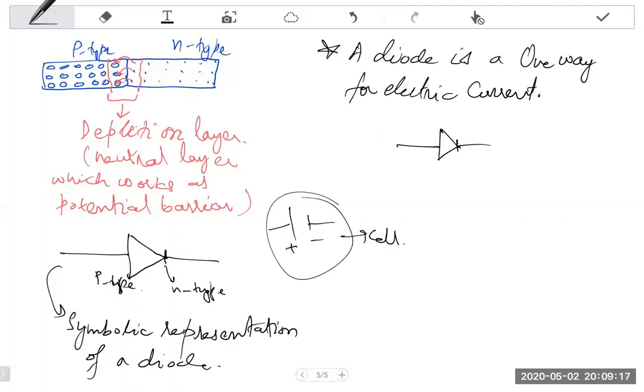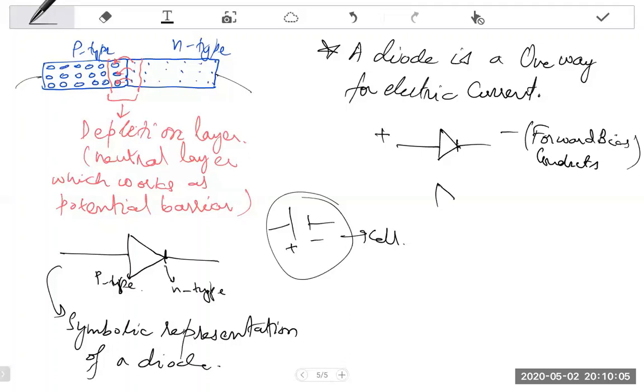If p is connected to positive and n is connected to negative, what happens? If you see the original diagram, negative and negative are repelled, positive and positive are repelled. So this depletion layer is reduced, or its potential barrier is decreased. It conducts electric current. It's called forward bias. This is only if the p is connected to positive and n is connected to negative. Forward bias: when p is at positive potential and this end is at negative potential, it conducts.